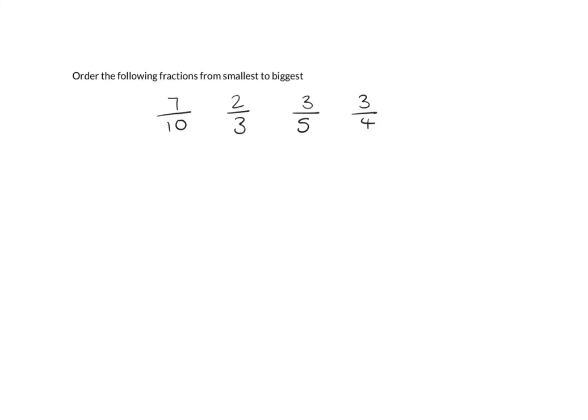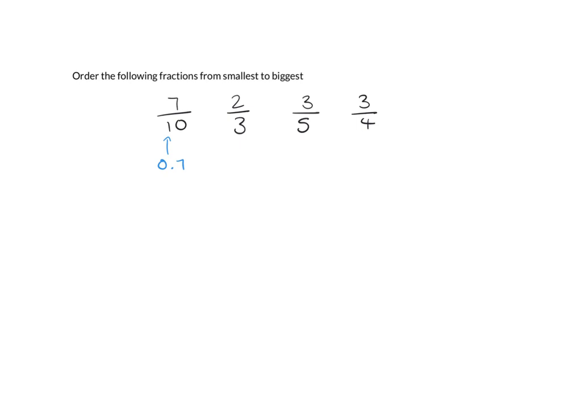In this video, we're going to have a look at ordering fractions from smallest to biggest, and we're going to do this by converting them to decimals first. So let's start with the 7/10. The easiest thing to remember is that when we're dividing by 10, we're moving the decimal place one place back. So 7/10 is 0.7.